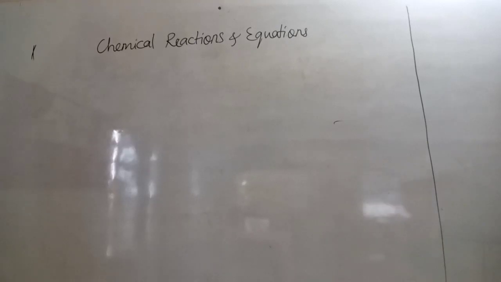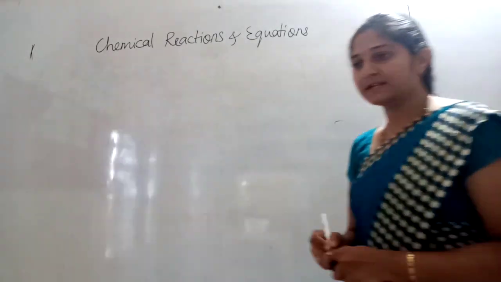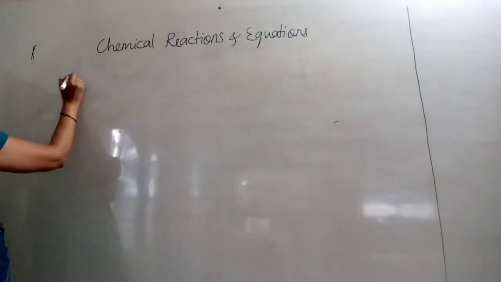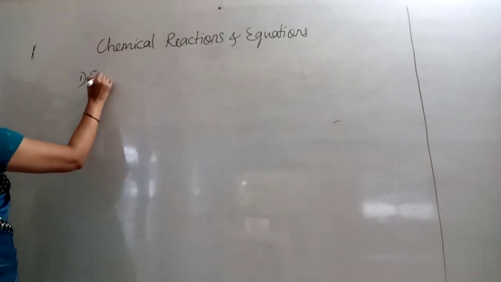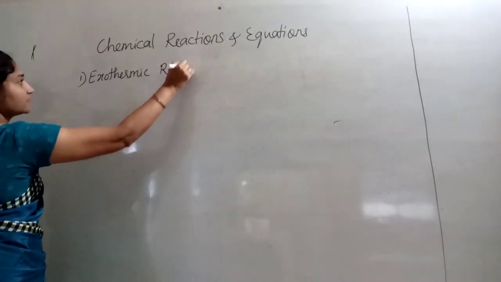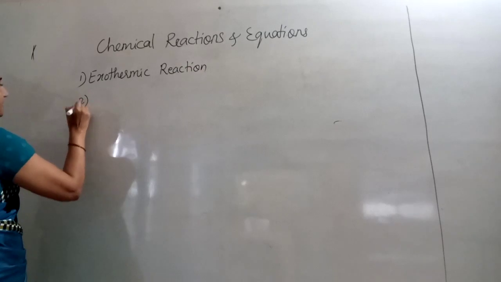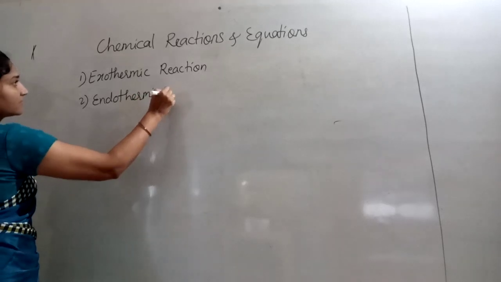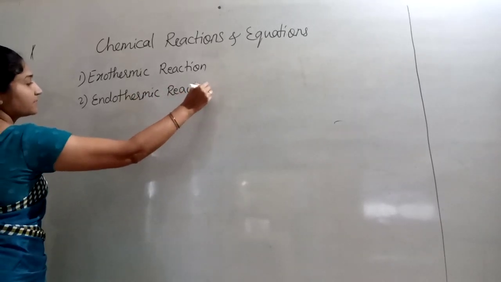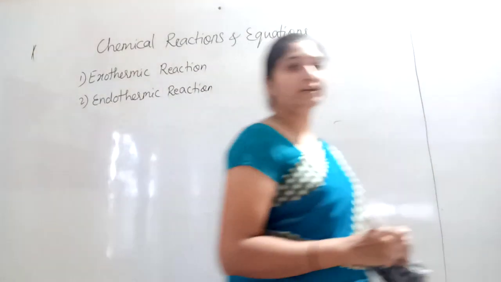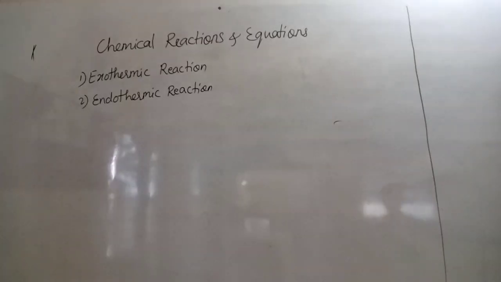On the basis of heat exchange, chemical reactions are classified into two types. The first one is exothermic reaction, and the second one is endothermic reaction. Exothermic reaction and endothermic reaction are classified on the basis of heat exchange.